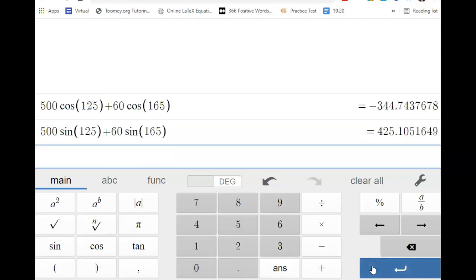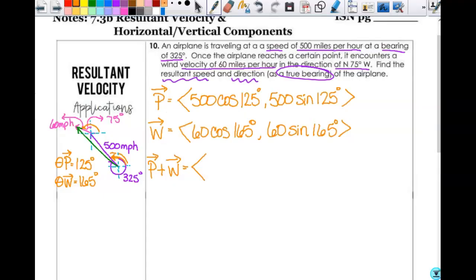Okay, so now I have my x component and my y component for my resultant speed. So this is negative 344.744 and 425.105. Okay.